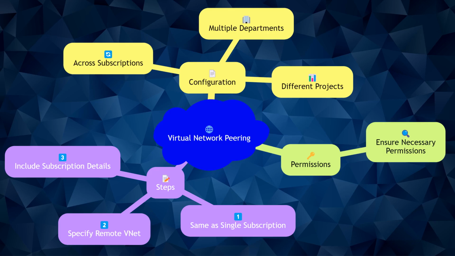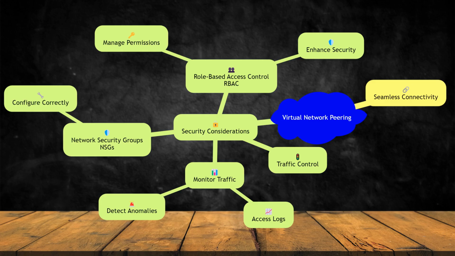Virtual network peering can be configured across different Azure subscriptions. This is useful for organizations with multiple subscriptions for different departments or projects. To peer VNets across subscriptions, ensure that both subscriptions have the necessary permissions. Follow the same steps as peering within a single subscription, specifying the remote VNet and subscription details during the configuration process.